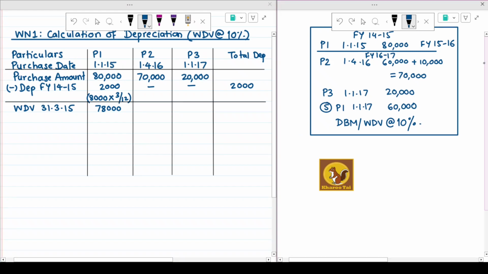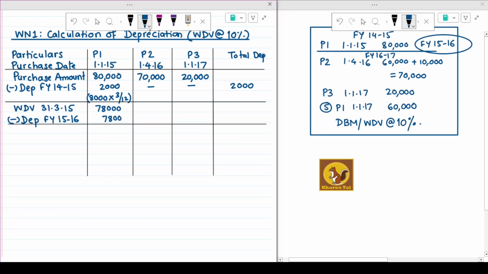So with this, first year is done. In second year, you can see there are no purchase or sale transactions, right? So in this year, we'll just do the depreciation entry on first asset, as we have only plant 1 with us as of now. So less depreciation, financial year 15/16. The asset was used for whole year. So 78,000 into 10% is 7800. Total depreciation is 7800, and WDV as on 31/3/16 at the end of second year is 70,200. So the second year is done.